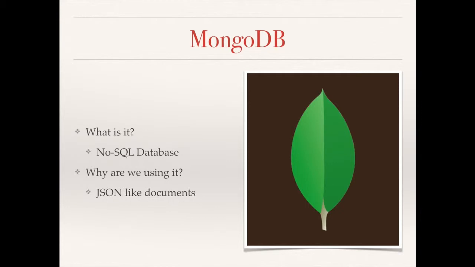The M in MAN is MongoDB. What is it? It's a NoSQL database, meaning that it's document versus table based. And why are we using it? Because it uses JSON, which stands for JavaScript Object Notation, like documents. You can imagine that if we're using primarily JavaScript, it's handy to also have our database store its data in a way that looks like a JavaScript object.